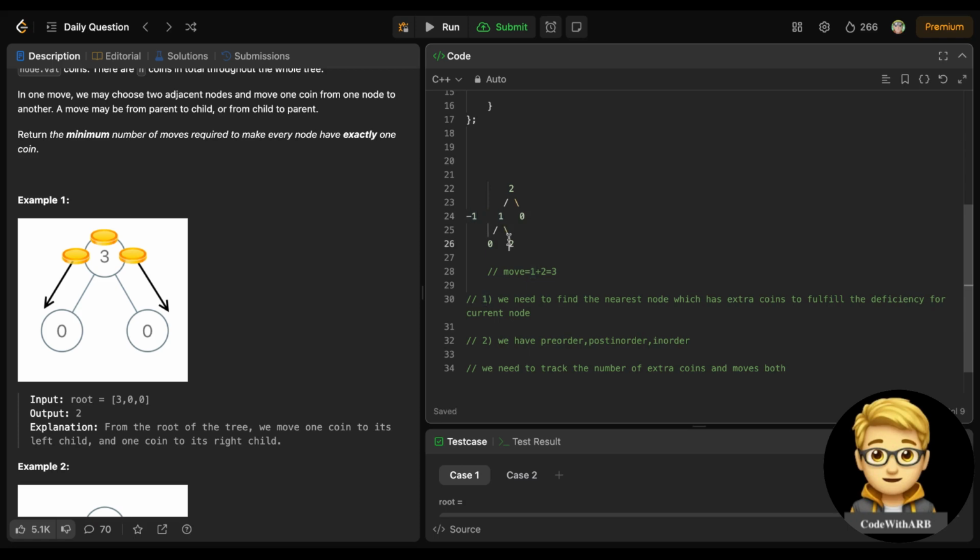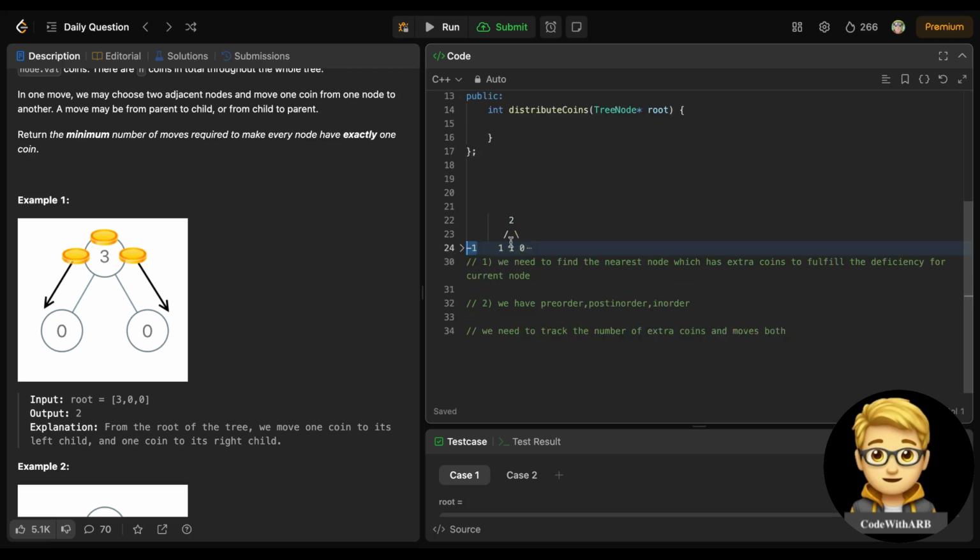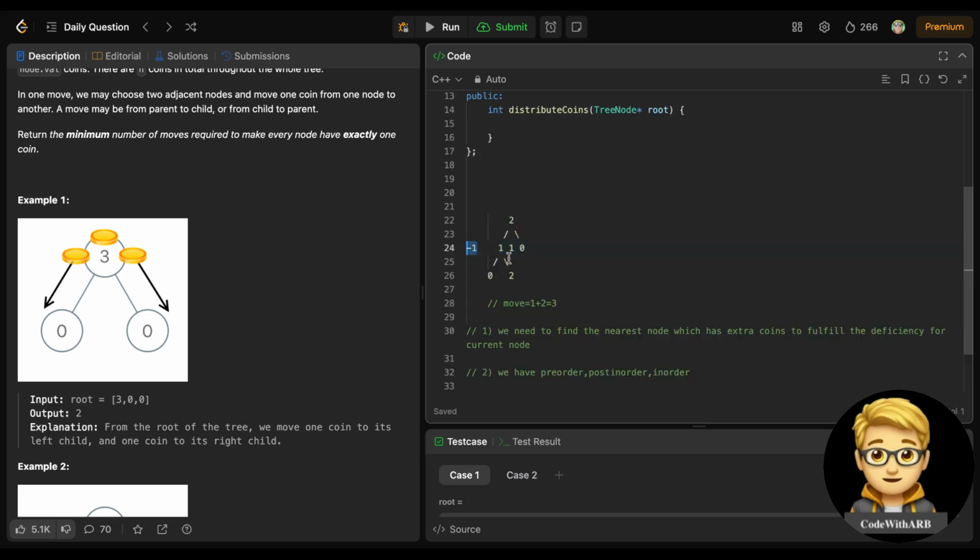When this parent goes to the right child, it will tell that I don't require anything, but I have an extra coin. So the right part gives one extra coin to this parent. This -1 and this 1 came from its children: this 1 is the extra from the right child, and this -1 is the deficiency from the left child. It's the parent's duty to equalize it, so this 1 can be utilized against the -1.